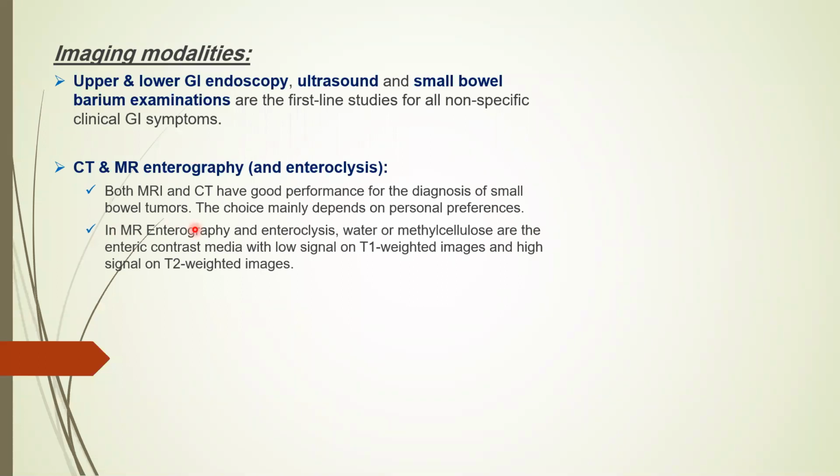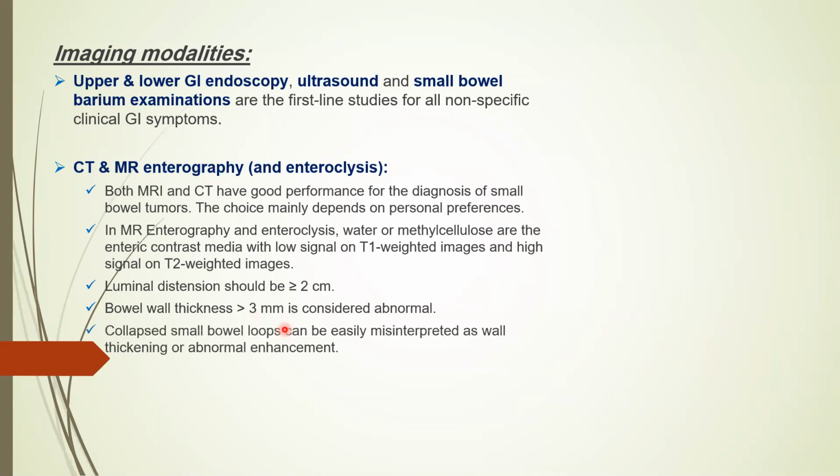Regarding MR enterography and enteroclysis, the contrast media is usually either water or methylcellulose, which appears low signal on T1 and high signal on T2. The luminal distension should be at least 2 centimeters. The normal wall thickness of the small bowel is up to 3 millimeters. Anything more than that should be considered abnormal.